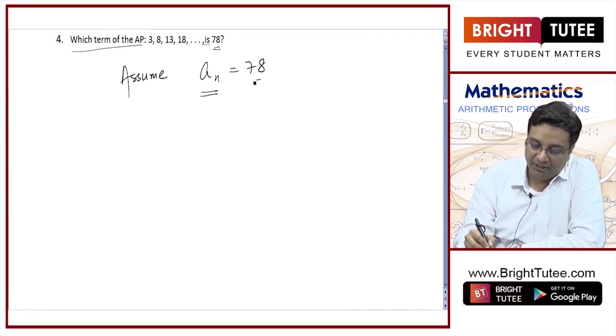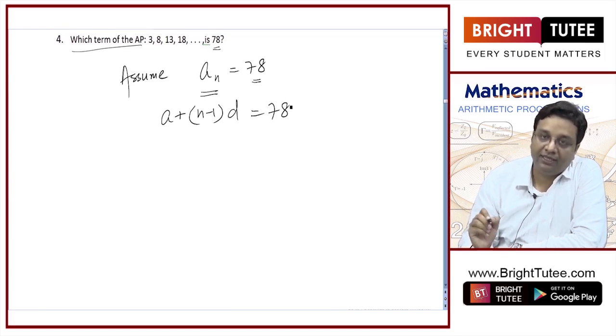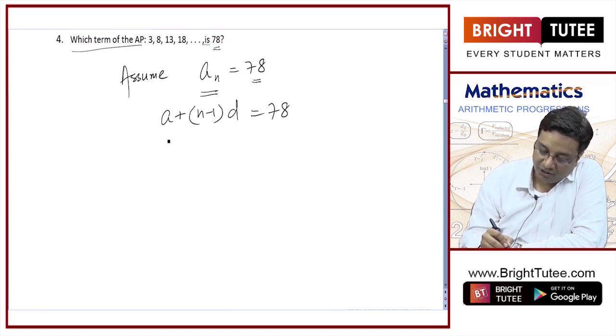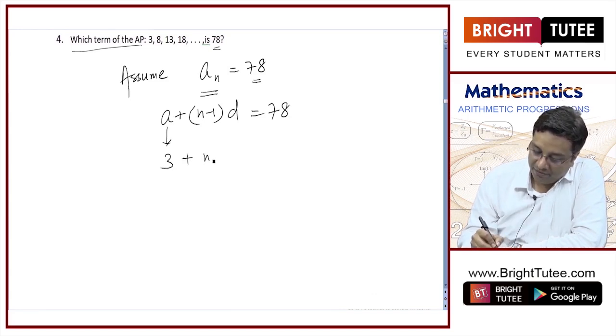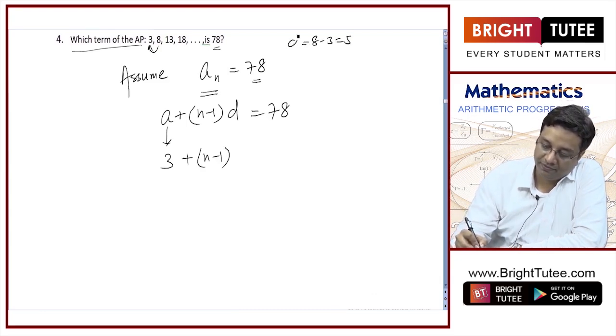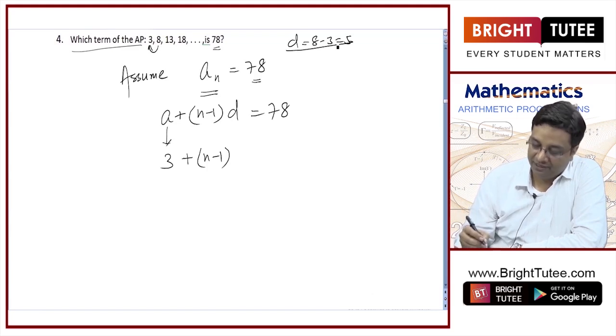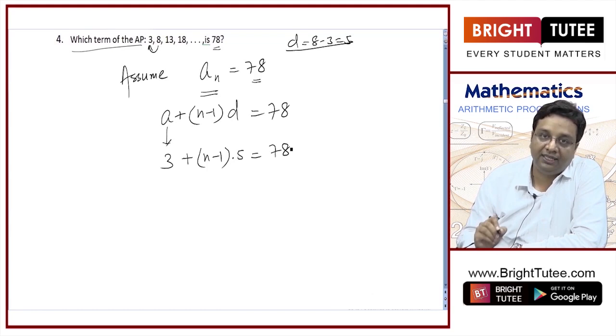If nth term is 78, what is nth term? A plus n minus 1 into d. It is equal to 78, right? What is the value of a? A is equal to 3, n minus 1. What is d? D can be obtained by subtracting this, 8 minus 3 equal to 5. So common difference is 5, multiply 5 here is equal to 78.